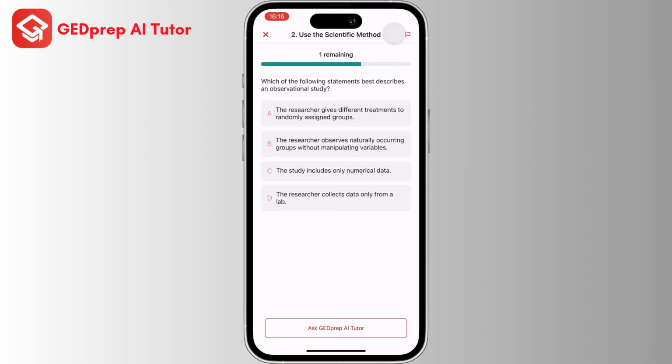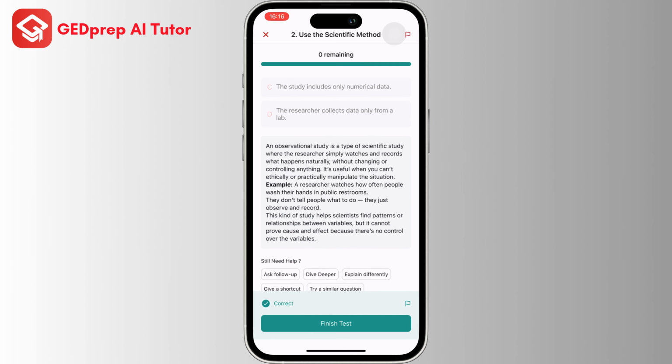Question 3. Which of the following statements best describes an observational study? Option 1. The researcher gives different treatments to randomly assigned groups. Option 2. The researcher observes naturally occurring groups without manipulating variables. Option 3. The study includes only numerical data. Option 4. The researcher collects data only from a lab. The correct answer is the researcher observes naturally occurring groups without manipulating variables.